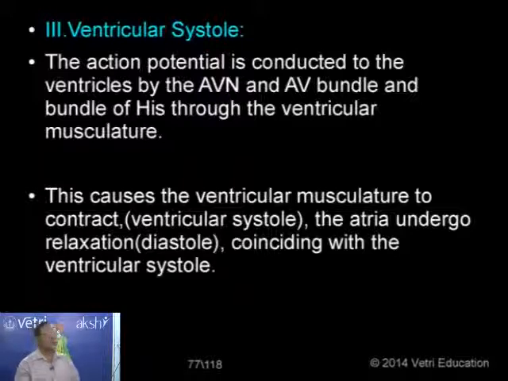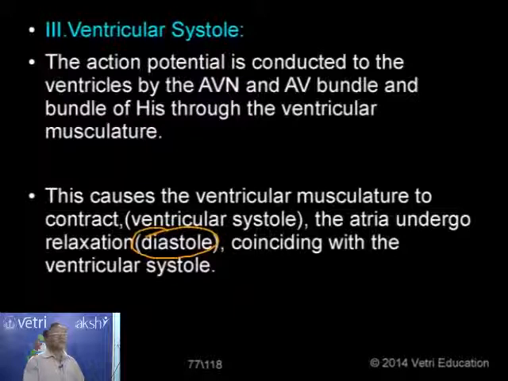As a result, what will happen? The muscles of the ventricles undergo contraction. That is what we call ventricular systole. When the ventricular systole is happening, at the same time, what will happen? The atria are receiving the blood. So it is coinciding with the atrial diastole. So when the ventricle is undergoing contraction, or is at a systole state, at the same time the atria are said to be in a diastole because they are receiving the blood.